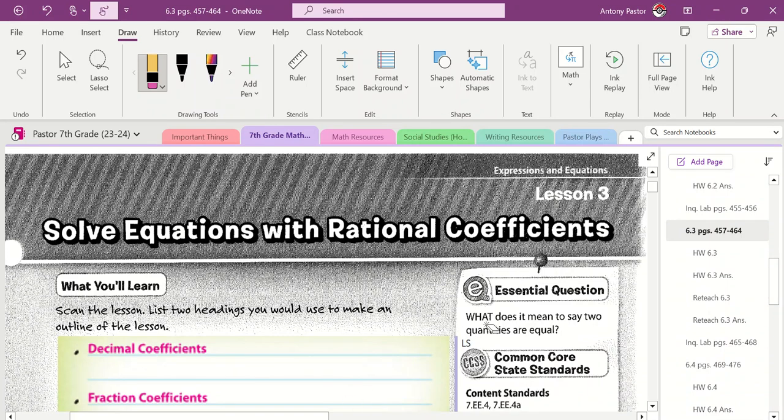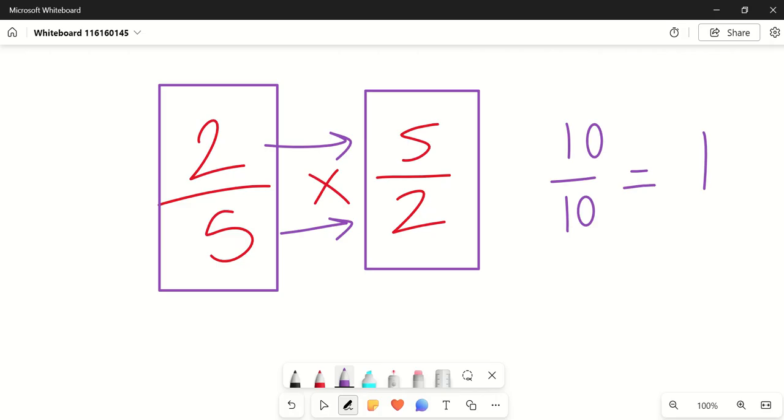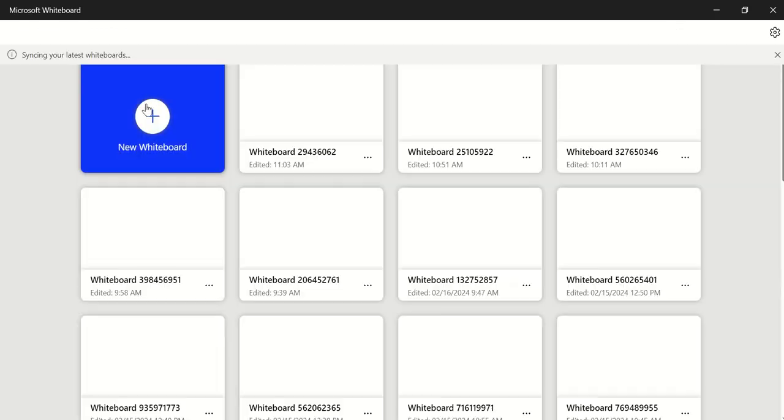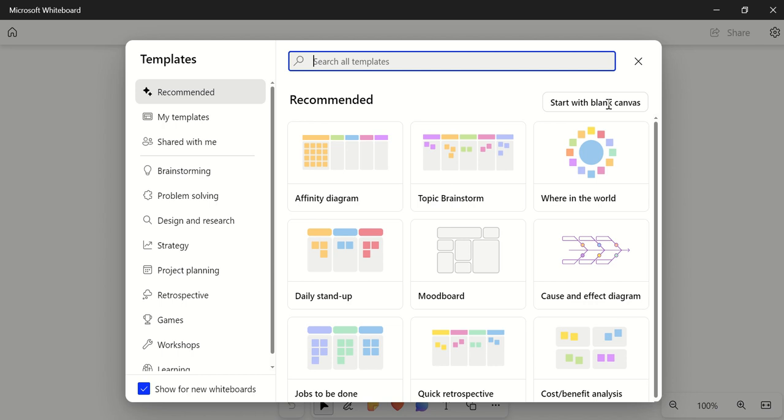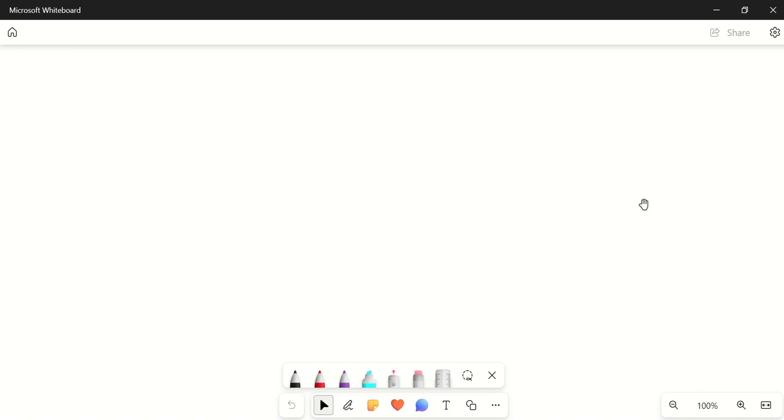All right, we're doing chapter 6, lesson 3 today. We're solving equations with rational coefficients. Before we begin anything, who can tell me what a coefficient is? This is a word that you guys have had this chapter. Remember, you got to earn your participation. It's the number that is with the variable. So it's a number in front of a variable.